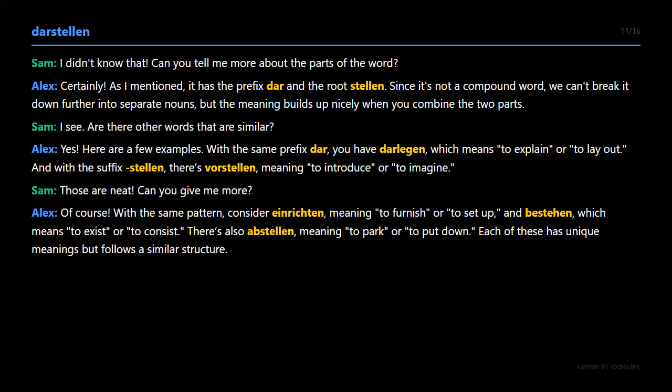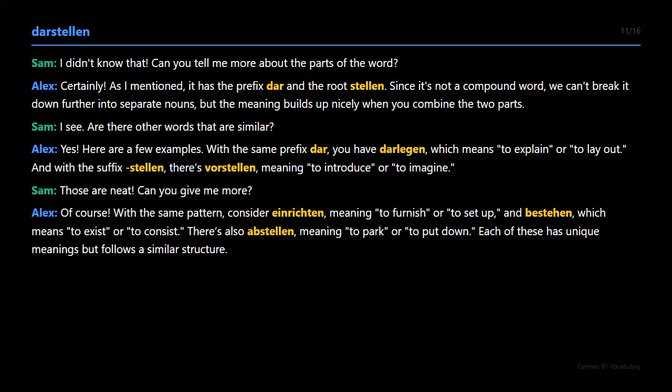Certainly. As I mentioned, it has the prefix da and the root stellen. Since it's not a compound word, we can't break it down further into separate nouns, but the meaning builds up nicely when you combine the two parts. I see. Are there other words that are similar?